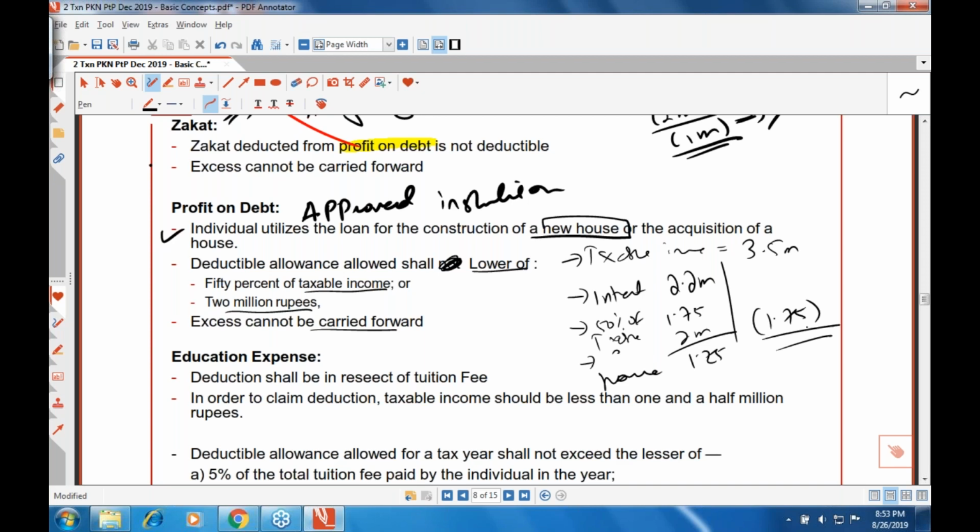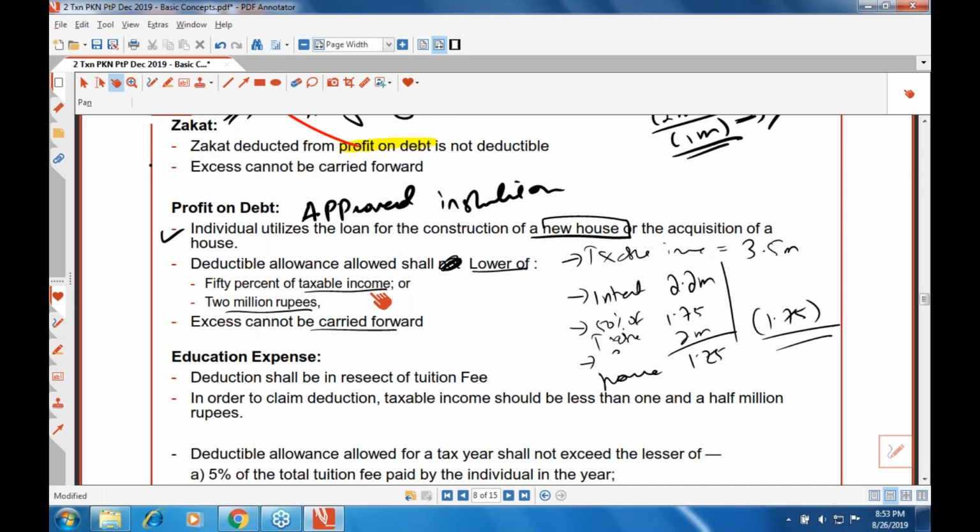So if we talk about this 3.5 minus 1.75, what happens is that the deduction that you can claim is only going to be with respect to the loan obtained for the construction or the acquisition of the house. So the deduction is going to be up till the lower of 50% of the taxable income or 2 million rupees.